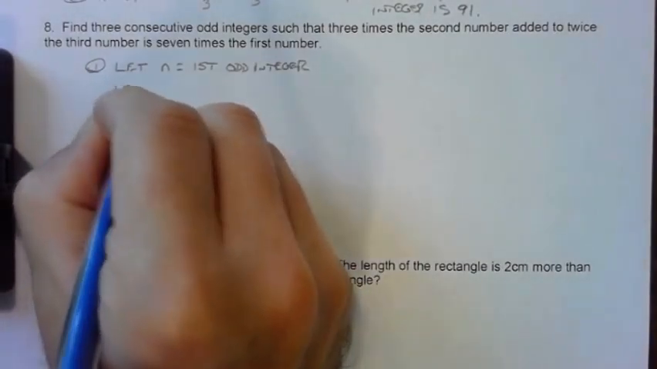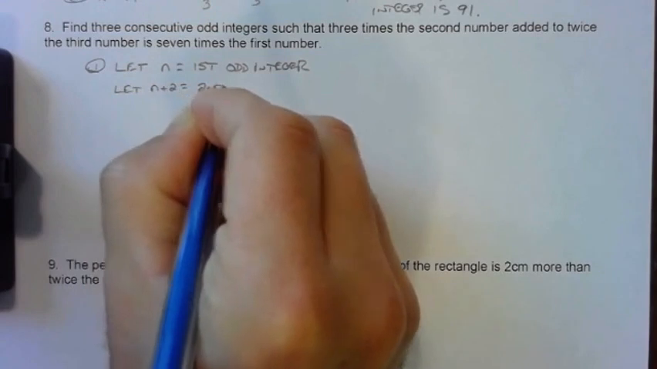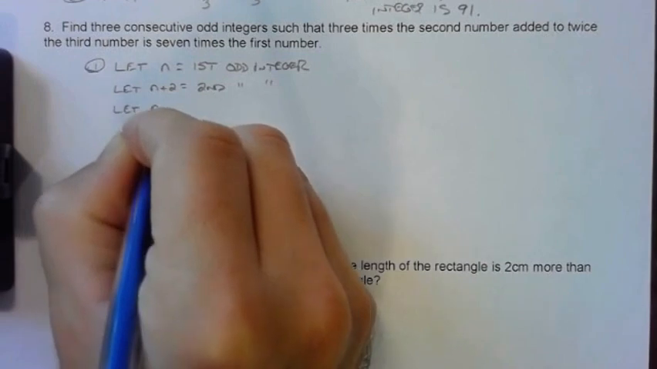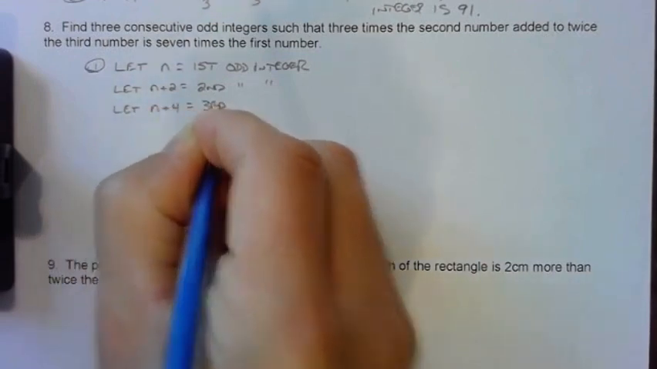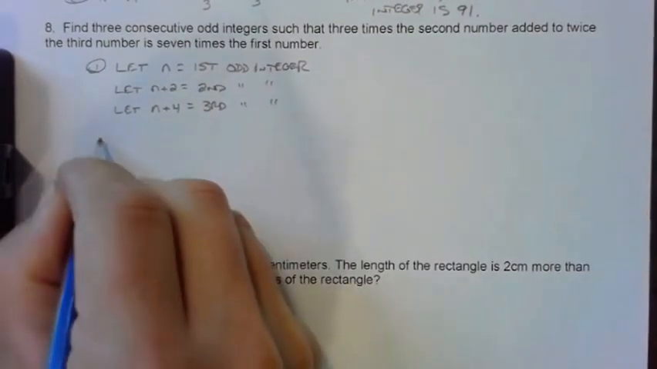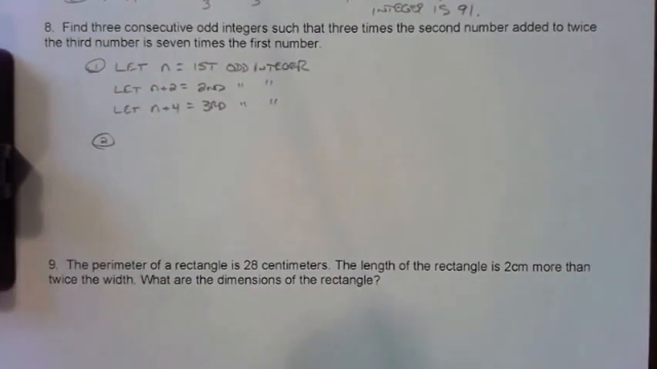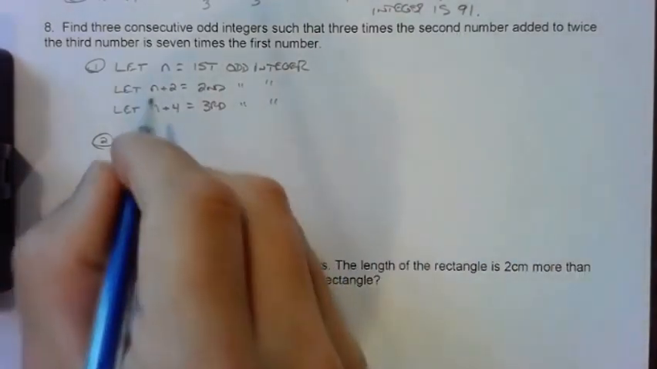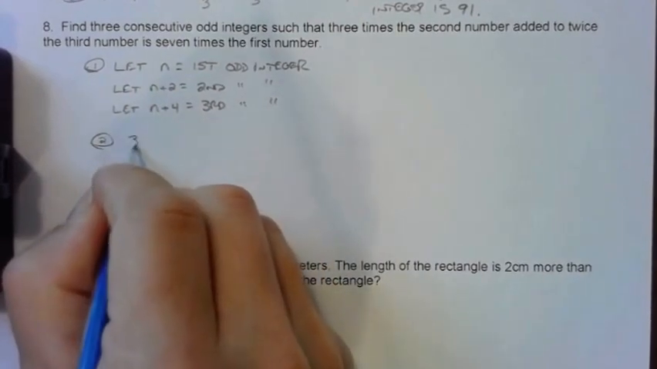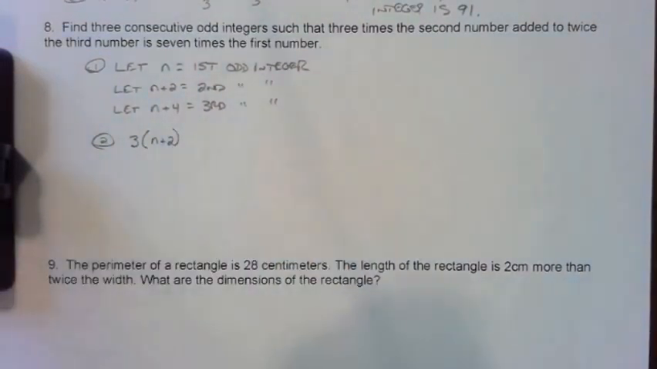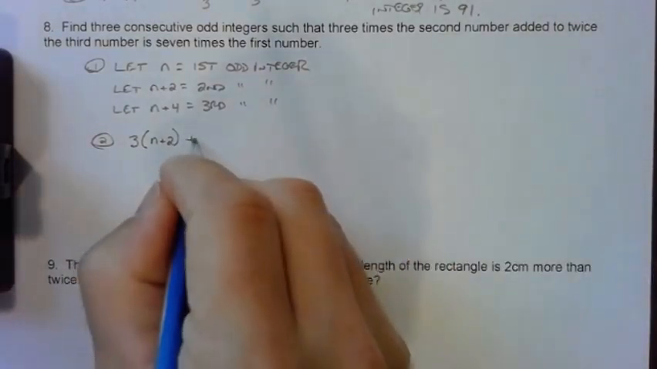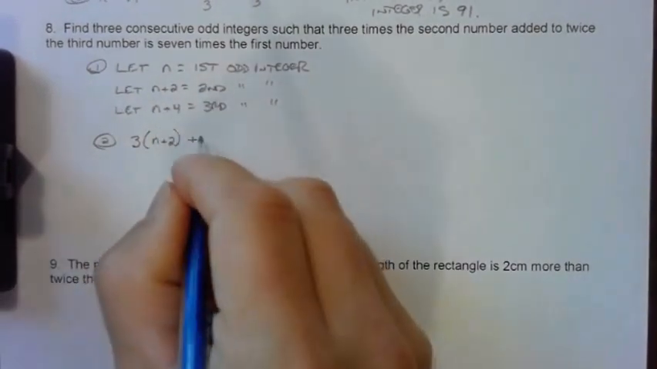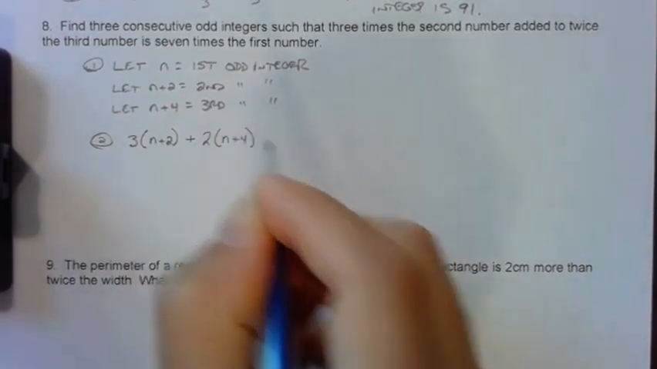So we're going to say let n plus 2 be the second odd integer. And then the third one has to be 2 more than that. So n plus 4 is going to be the third odd integer. Now let's make our equation. All right, reading the words carefully, we're told that 3 times the second number, right? The second number is n plus 2. So 3 times n plus 2, we'll put that in parentheses, added to twice the third number. The third number is n plus 4. 2 times n plus 4.